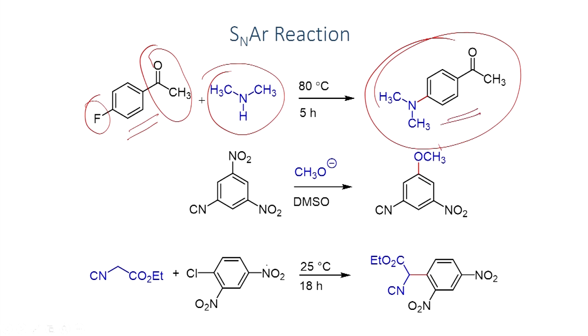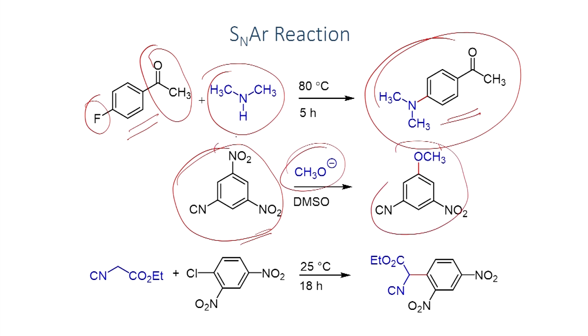Another example you can see here is the reaction of this aromatic system having nitro as well as cyano substituents with methoxide, it can undergo reaction. Here the nitro group acts as a leaving group, it undergoes substitution reaction, and you can get this product.